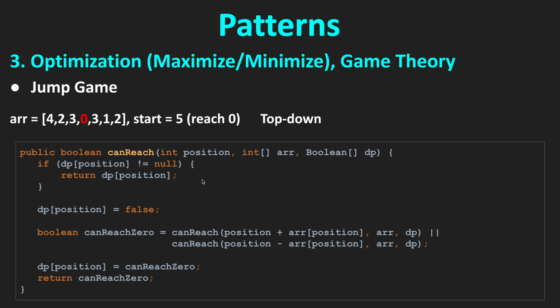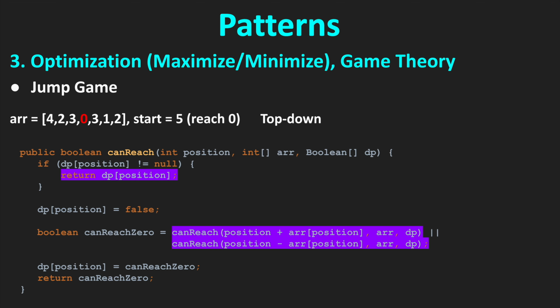So we are checking that. In order to not recursively solve the same problem that we have solved already, if the DP position is not equal to null, meaning we have already reached that index, then we return whatever value is in that position. Otherwise, we set the DP position to false, and we jump to the left and to the right, and we set the position to whatever value is returned here, and return that value.